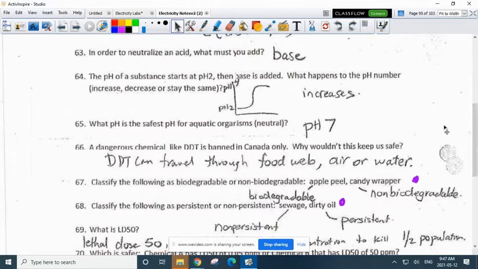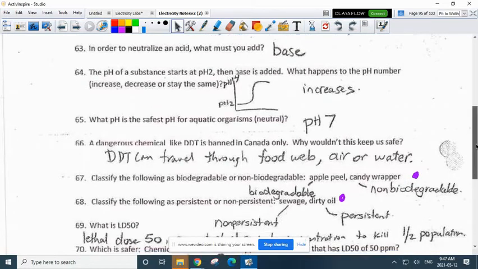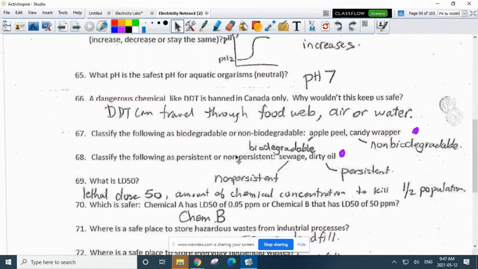Classify the following as biodegradable or non-biodegradable. Biodegradable means it can be broken down by living things. So the apple peel is biodegradable, and most candy wrappers are non-biodegradable. Classify the following as persistent or non-persistent. Persistent means stays for a long time. Non-persistent means it breaks down pretty quickly. So sewage is non-persistent. It'll get broken down. Dirty oil, though, is persistent. It'll be there for hundreds of years if you dump it inappropriately.